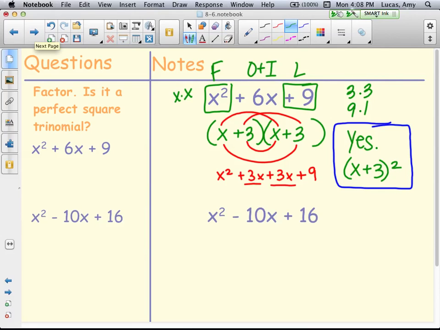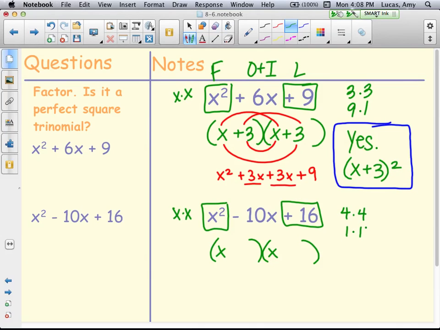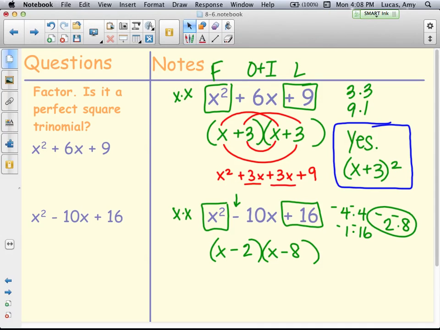The next one, if I factor x squared, x times x, and then 16 could be 4 times 4, 1 times 16, or 2 times 8. I recognize that because it's a positive when I multiply, but when I add, I get a negative, these actually all need to be negatives. So to get negative 10, I'm pretty sure 4 and 4 are not going to work. I'm going to try negative 2 and negative 8.